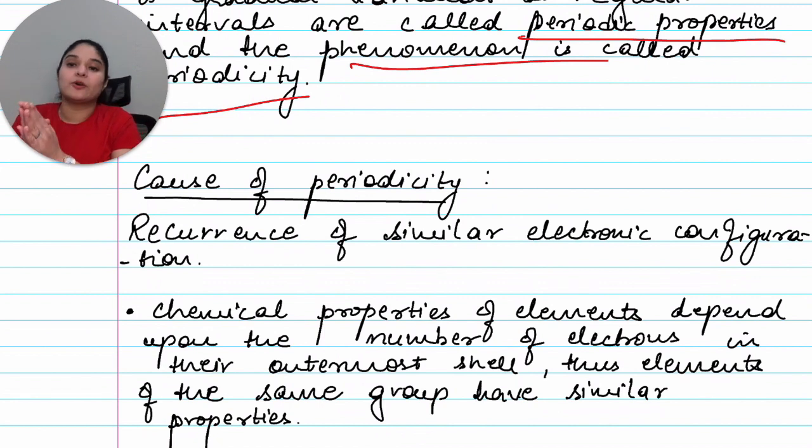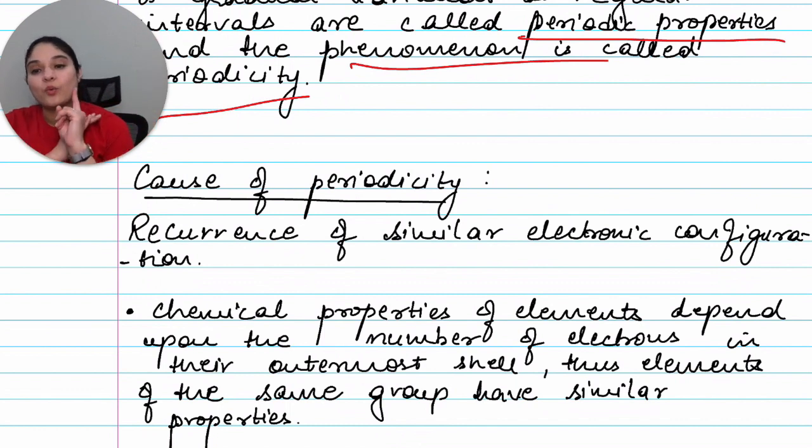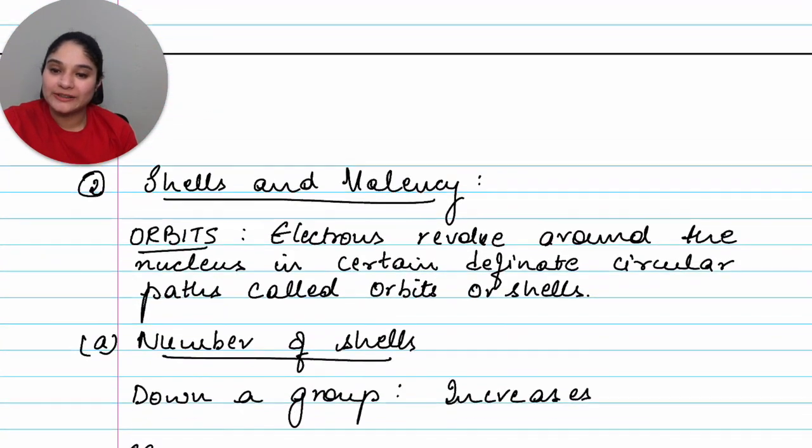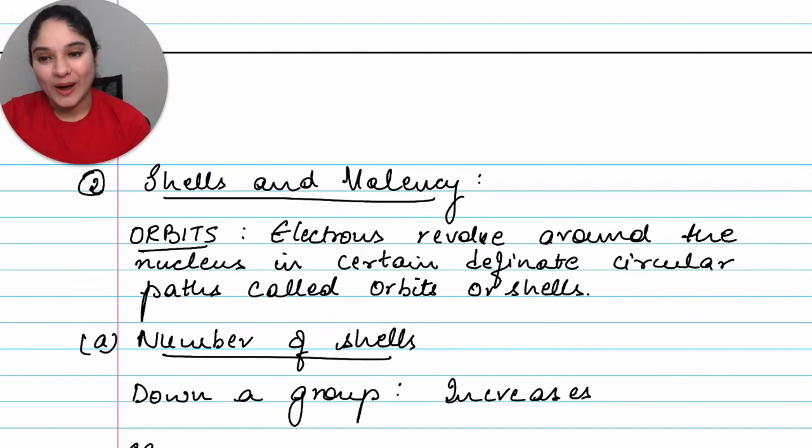This is what is happening. You start with the number of valence electrons as 1, 2, 3, 4, 5, 6, reach up till 8. After 8, you again start a cycle at 1. So this is how the periodic table is designed. Okay students, and this is the cause of periodicity. This is how the periodic properties are being repeated. Okay, let's move ahead to the next part, that is shells and valency.